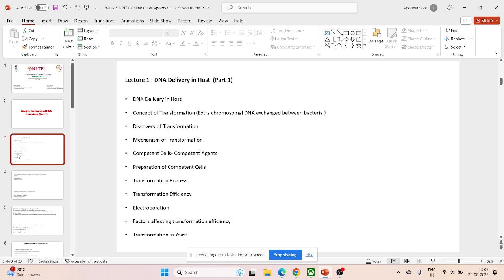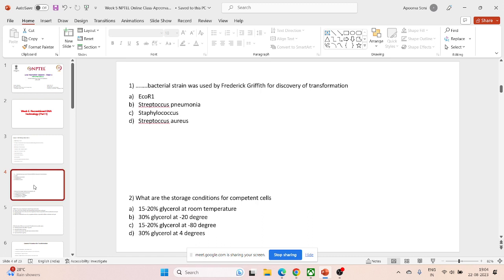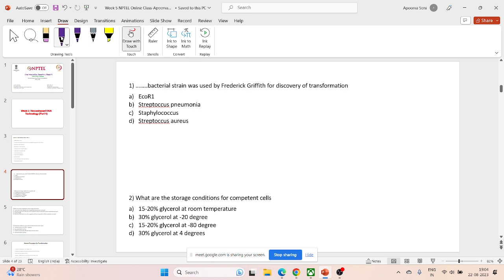As we always do in our class, first we'll do the questions, and simultaneously we'll see the concepts related to the questions, and in the last we'll see some of the topics that you students could not understand in the previous lectures. Moving on, our first question is: dash bacterial strain was used by Frederick Griffith for the discovery of transformation. Which bacterial strain was used by Frederick Griffith for his experiment? Streptococcus pneumoniae.